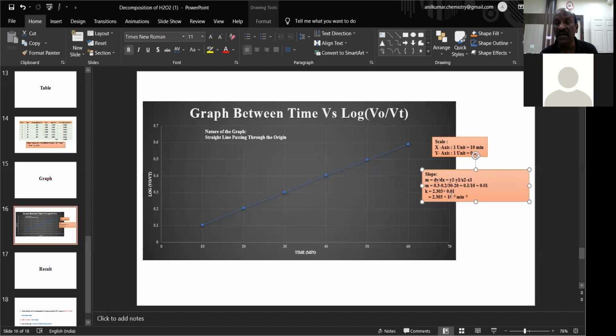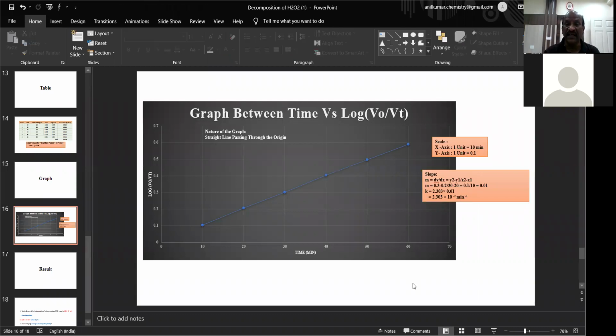The slope is multiplied by the 2.303 constant. It will give the rate constant, that is 2.303 into 10 to the power of minus 2 per minute. This is the graphical value. Previously, what we got is the experimental K value. These two should be very close, approximately the same. Then only is your experiment correct. Otherwise, you have made a mistake. By that only we will give the marks. So graphical and experimental values both should be almost the same. That is very, very important.